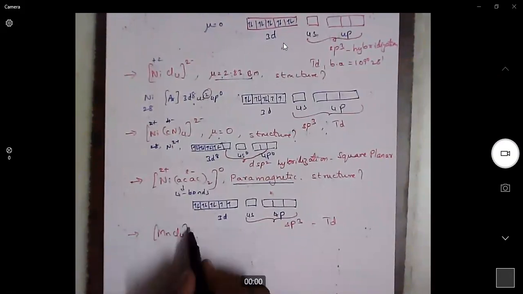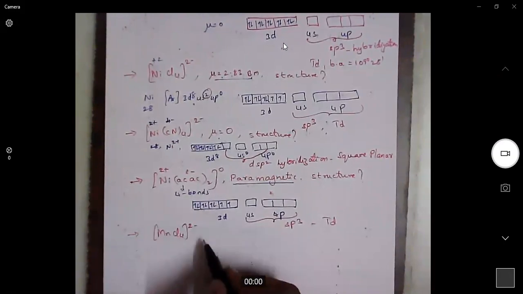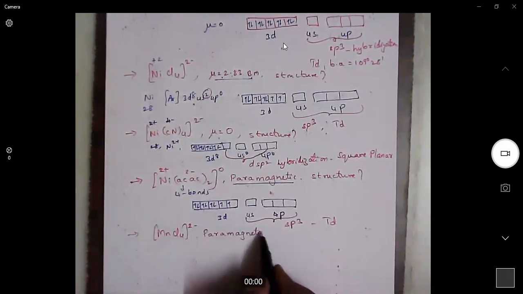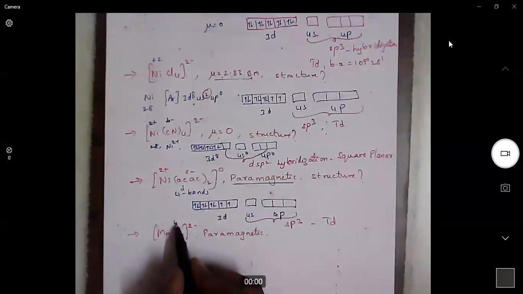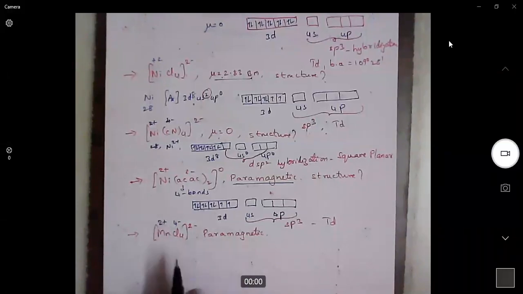MnCl4 2 minus is paramagnetic. Then what is the structure and magnetic moment value? Here the overall charge of the complex is 2 minus. There are 4 chlorines, it will be 4 minus, but overall charge is only 2 minus. That means the metal is in +2 oxidation state. Then only 2 plus 4 minus becomes 2 minus.